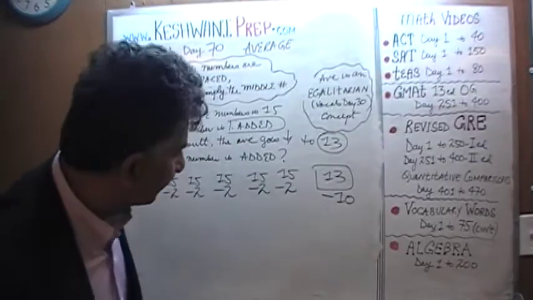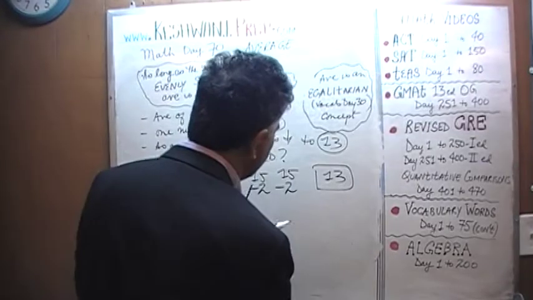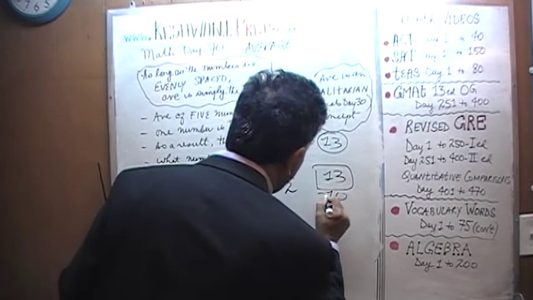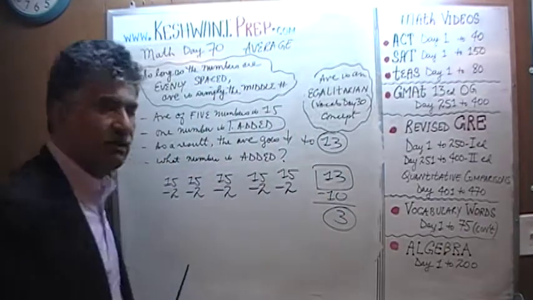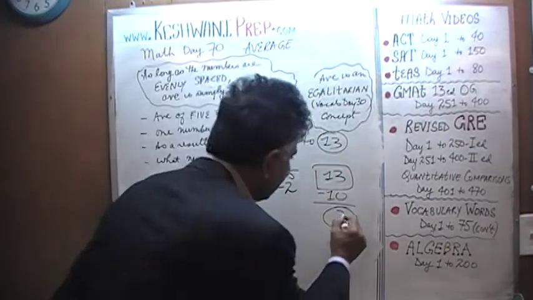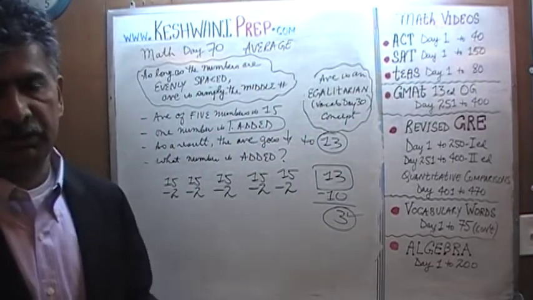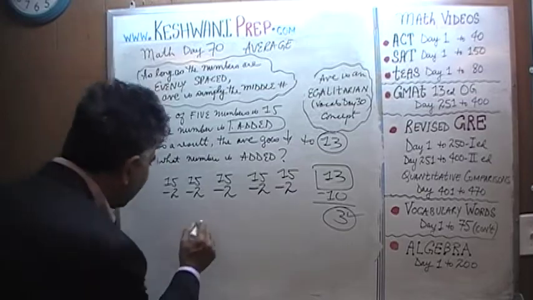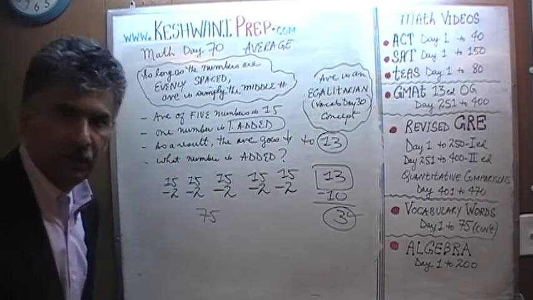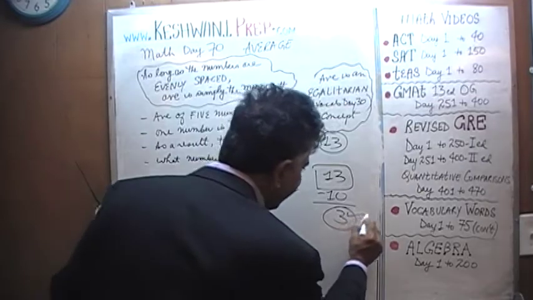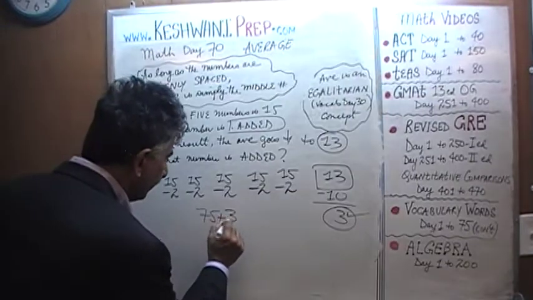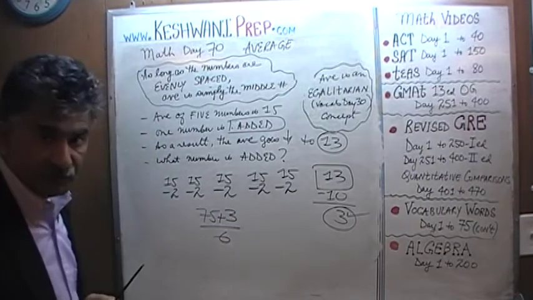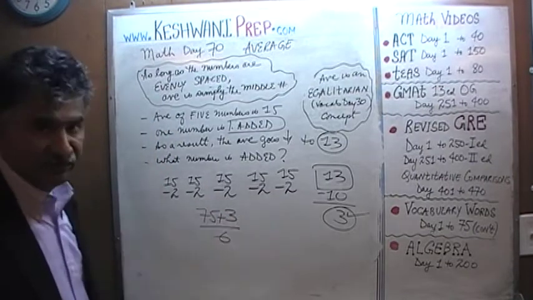Let's line up the digits properly. I don't like the way it came out. Which means the new number that we are adding must be 3. And this is also a very quick thing to verify. The old sum was 75. We are claiming that the new number that is added is 3. So if you add 3 to it, and divide by the number of numbers, which is 6 now, because we had 5 before and this is the 6th one.